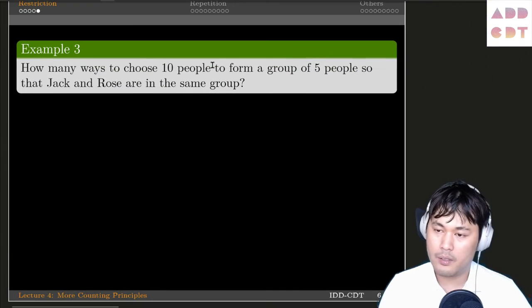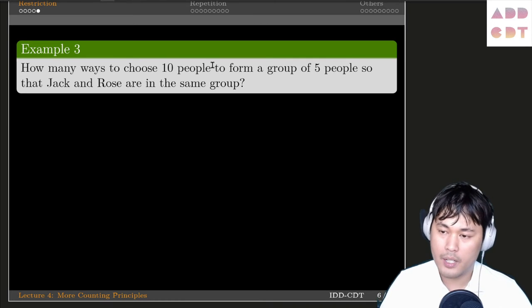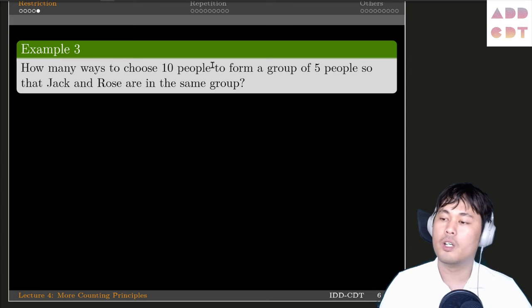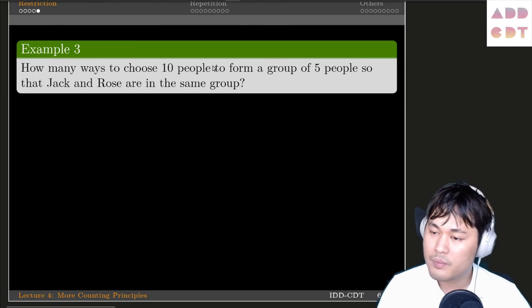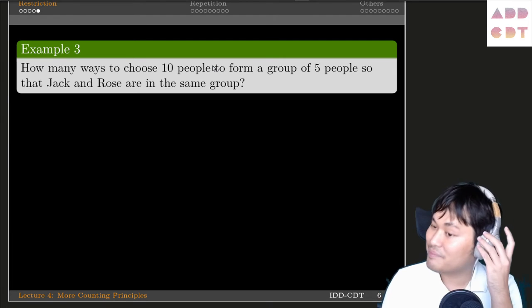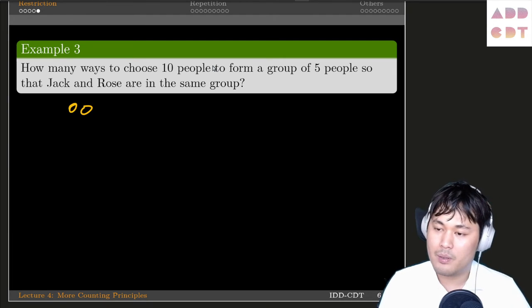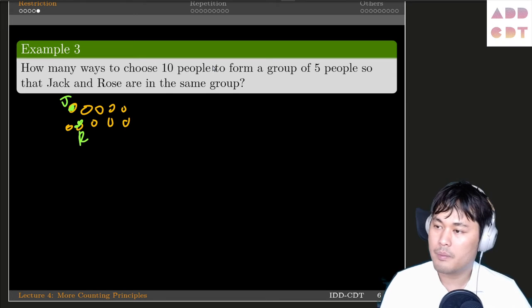Let's take a look at the third example. Now let's suppose the question asks how many ways to choose 5 people out of 10 people to form a group, so that Jack and Rose are in the same group, whatever those people are. So there are 10 people: 1, 2, 3, 4, 5, 6, 7, 8, 9, 10. And there are 2 special people, Jack and Rose. Somehow we want to put them into a group.